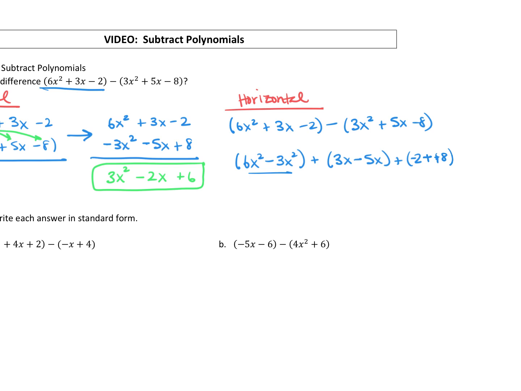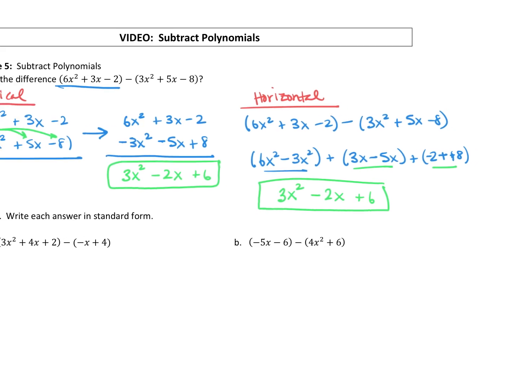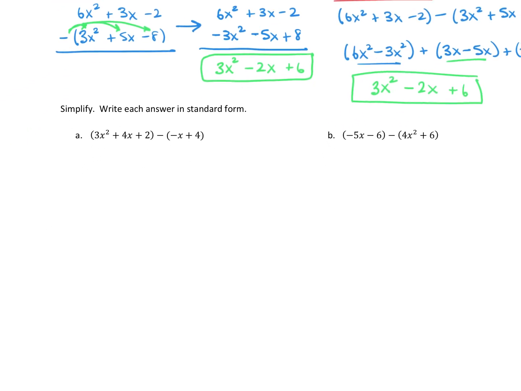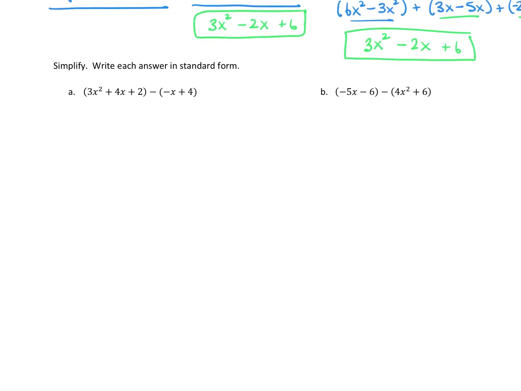That is going to be 3x squared. Then we have 3x minus 5x is a negative 2x. And then negative 2 plus 8 is a positive 6. So that's how both of our methods work with subtraction. So we're going to try a couple more examples, and we'll do one vertically, one horizontally.